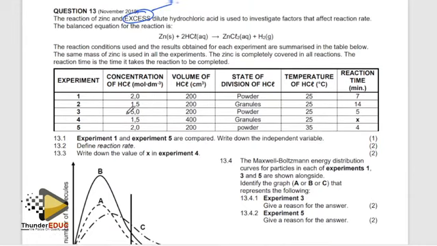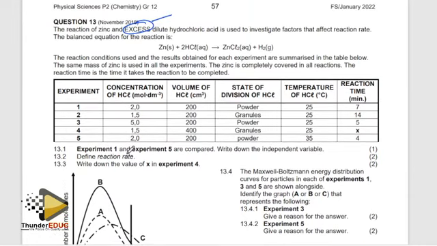Now they're saying that question number 1: experiment 1 and experiment 5 are compared. Write down the independent variable and the dependent variable. In this case, what are you going to look at? What is the independent variable? They're saying experiment 1 and experiment 5.